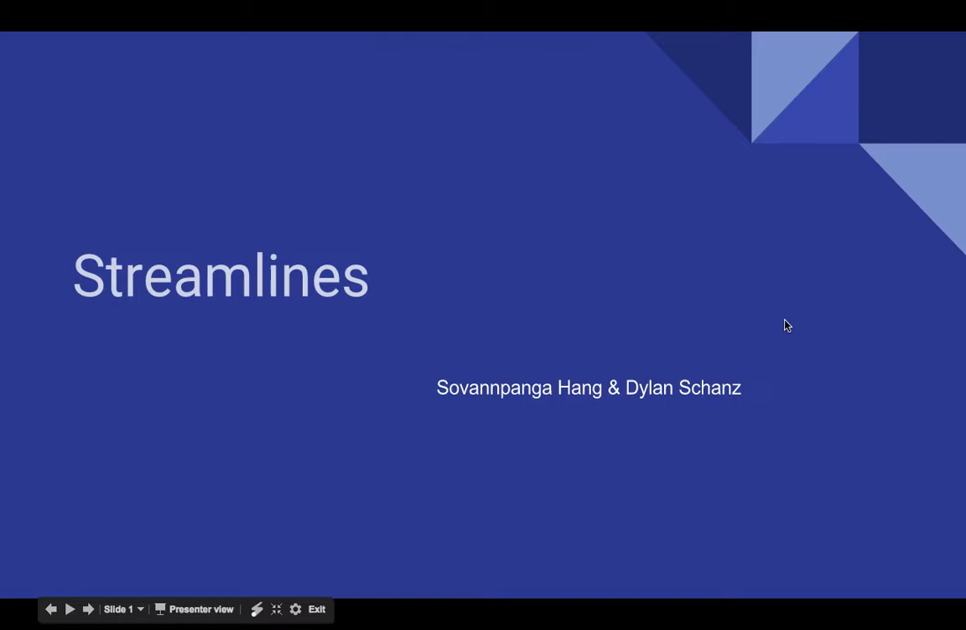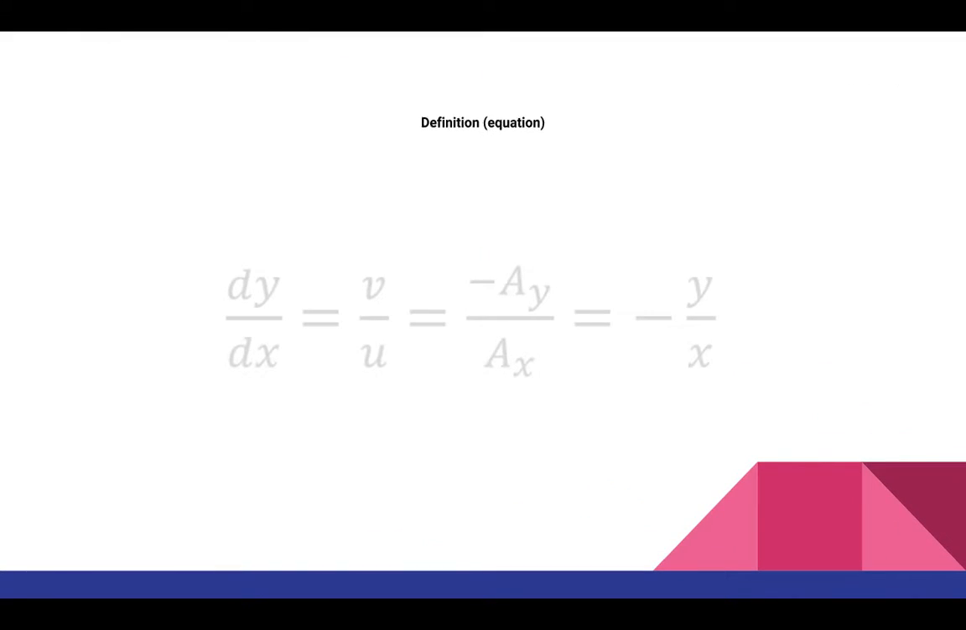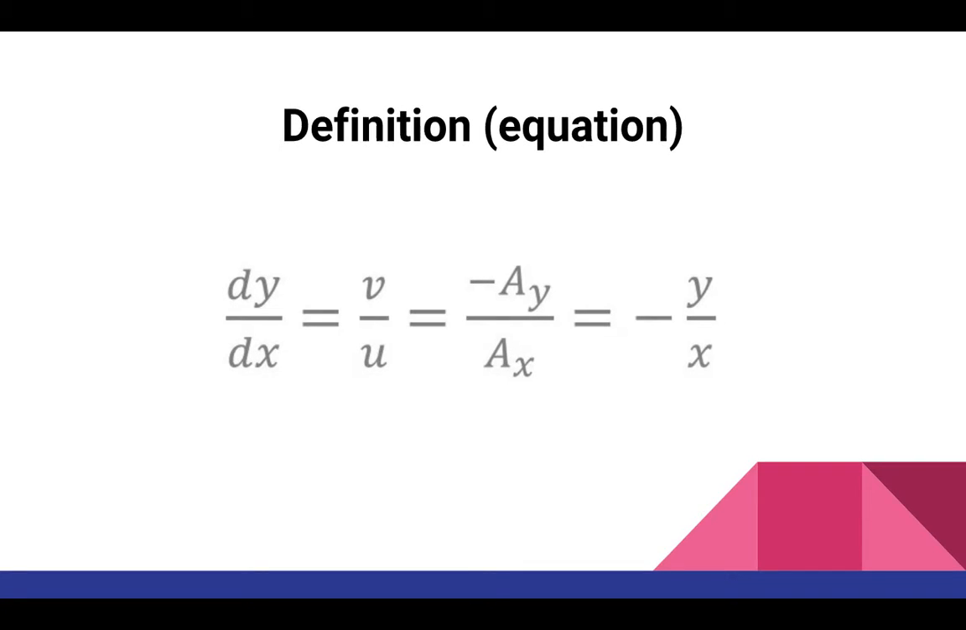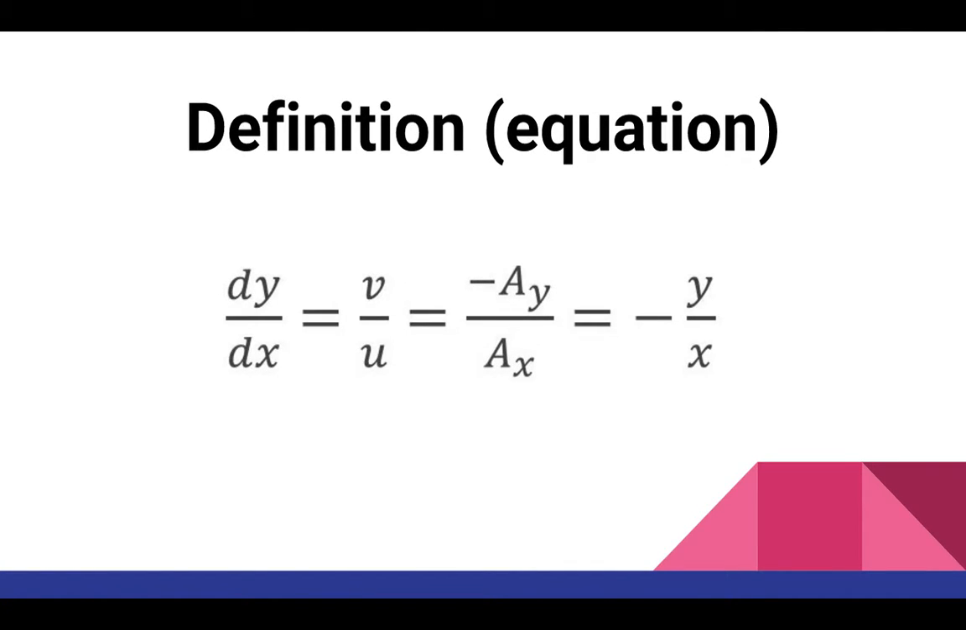Streamlines in fluid mechanics. So by definition, the equation for a streamline is equal to the derivative of y with respect to x, which can also be expressed as the ratio of the velocity vector's components, also equal to the negative ratio of the reference point's shift in the y direction to the x direction, which can also be expressed as just minus y over x.